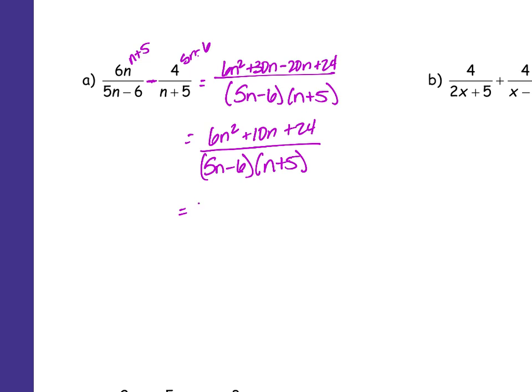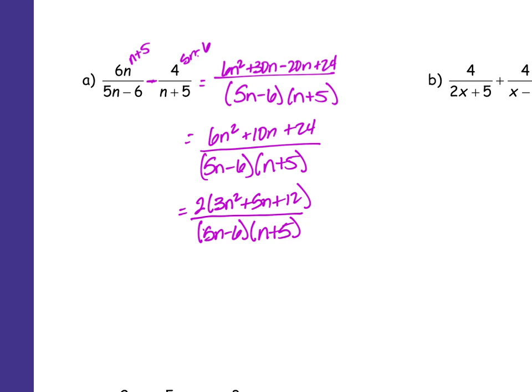So I think I can factor out a 2. I'm going to do that and see. So 3n squared plus 5n plus 12. Is there any way I can make that work? I'm pretty sure there isn't, because they're all pluses. I don't think that can work. 5n minus 6 and n plus 5. So there you go. Ugly, but there it is.